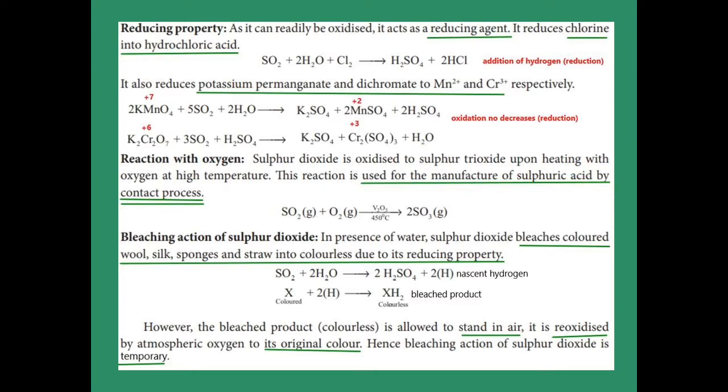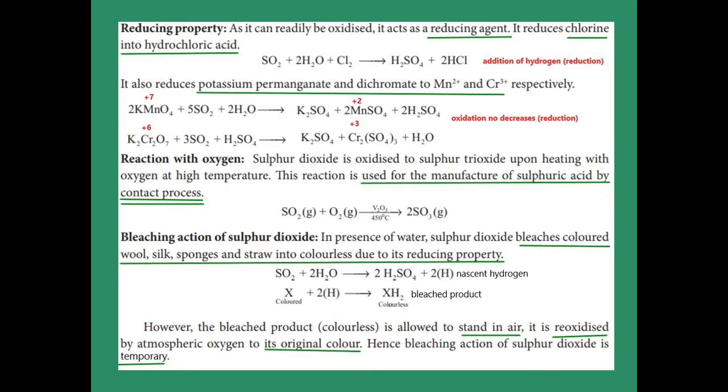The next one, the sulfur dioxide reacts with oxygen on heating at high temperature, 450 degrees Celsius, in the presence of vanadium pentoxide, and it gives sulfur trioxide. It is an important process. The process name is the contact process.